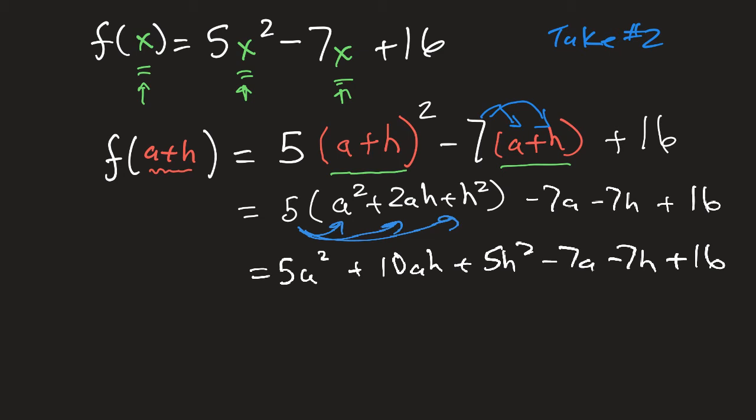And there are no like terms in this polynomial here, so we're done. This is simplified. That's the first piece, that's the f of a plus h. Don't forget we also had an f of a.